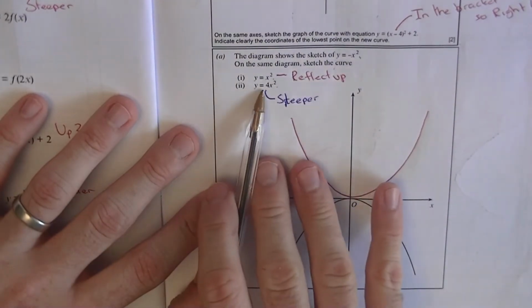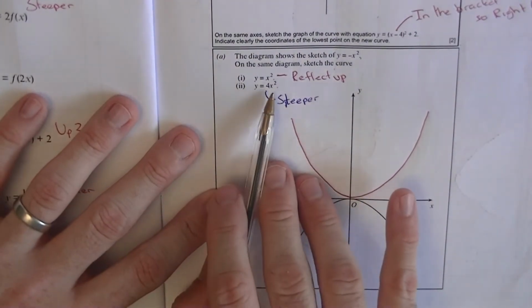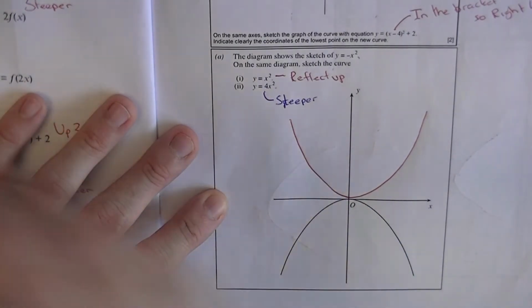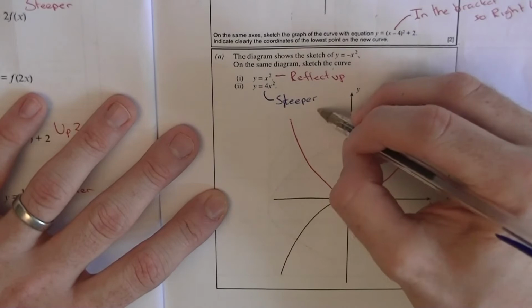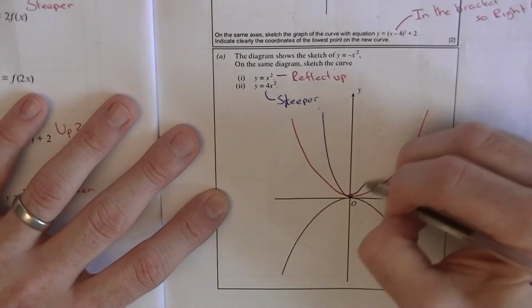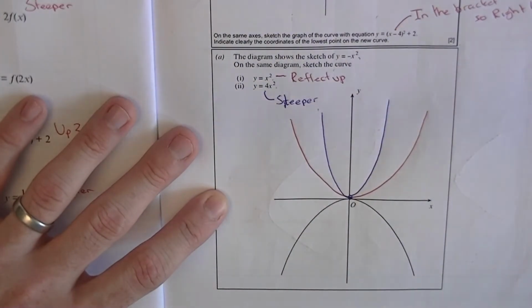And then they're saying, right, now have a go at 4x squared. So they're timesing that x squared graph by 4. And we know that if you times by a number, it makes the thing steeper. So this point doesn't change, but it comes in steeper and leaves steeper.